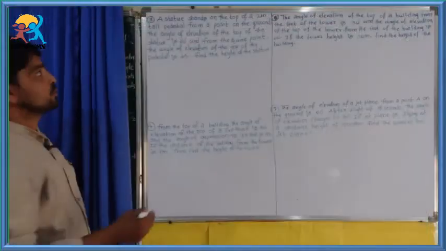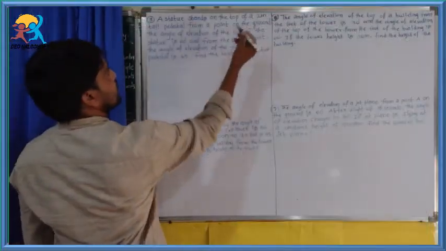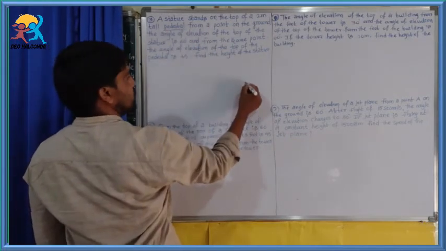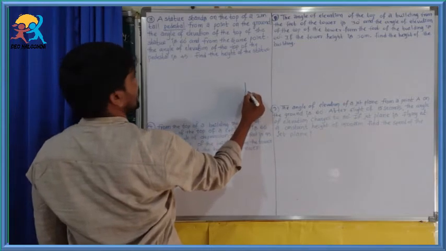Exercise 12.2, third question. A statue stands on the top of a 2-meter pedestal. Suppose that this is the 2-meter pedestal.